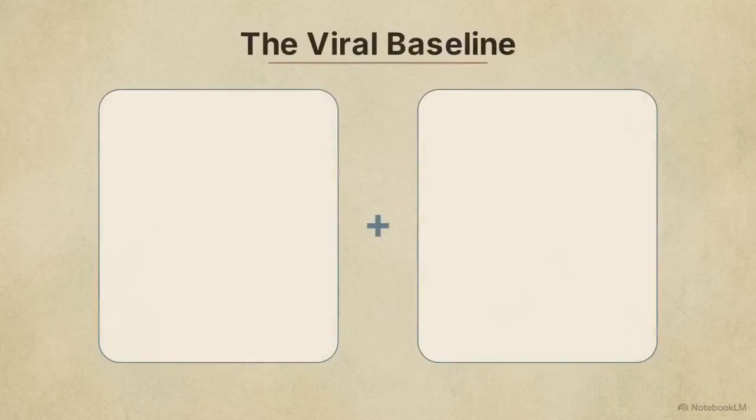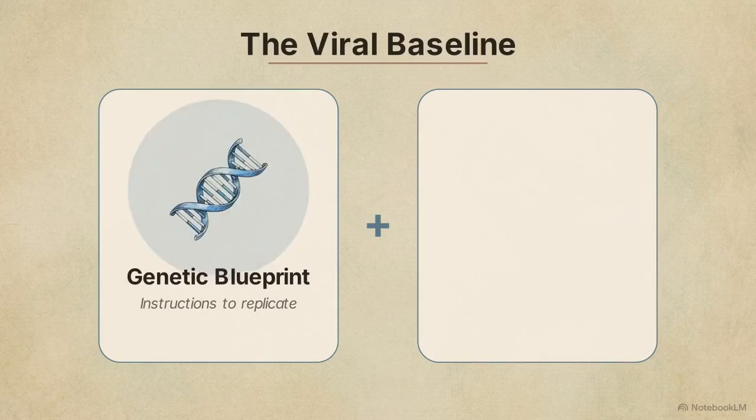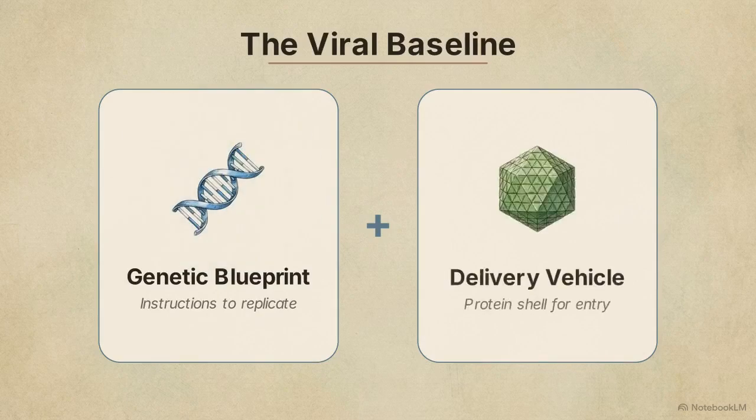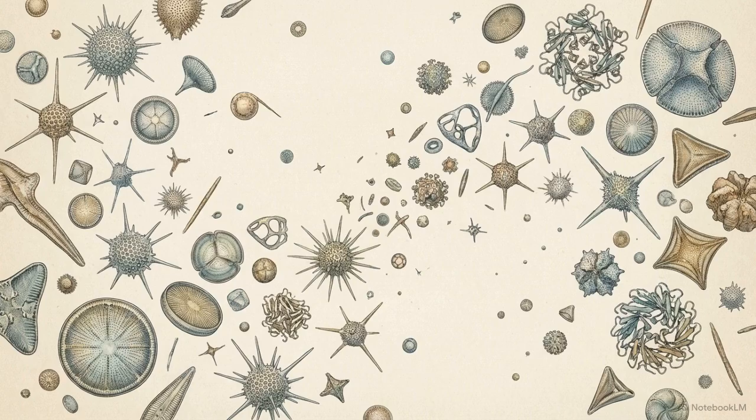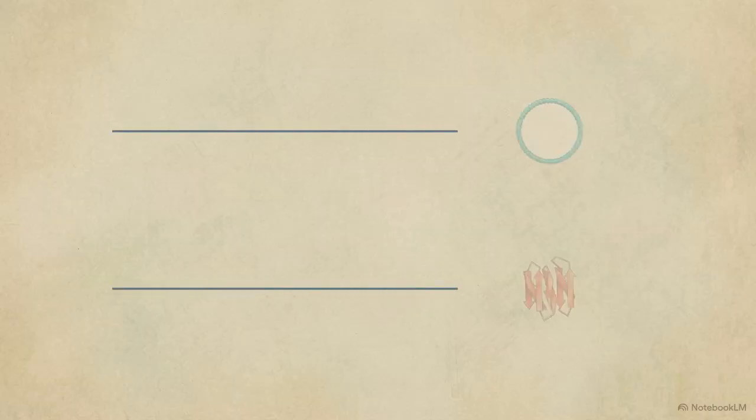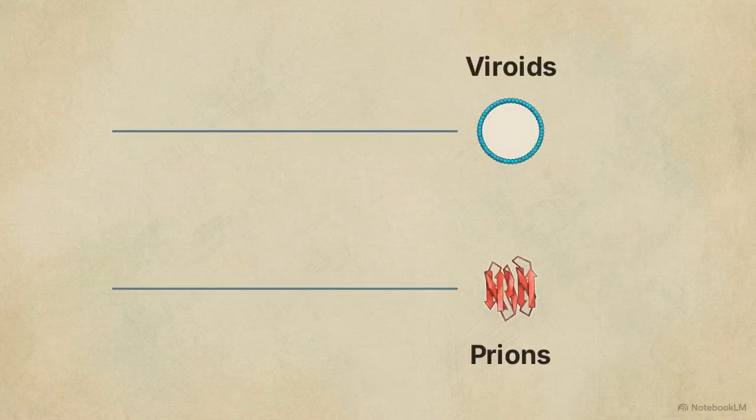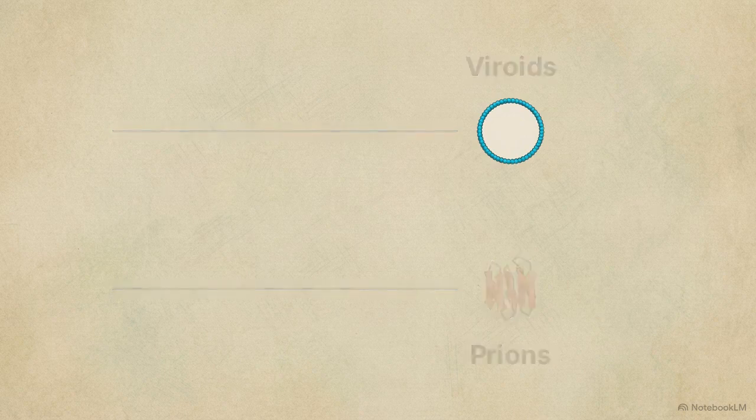To be a biological threat, an agent required both a genetic blueprint to replicate and a protein delivery vehicle to get inside the host. Then, pathologists began isolating transmissible diseases where the causative agent entirely lacked one of those two basic structural components. We discovered that infection operates at an even smaller, subviral level. Pathogenicity does not require a complete virion. It runs on parallel tracks through two distinct biological anomalies: Viroids and Prions.